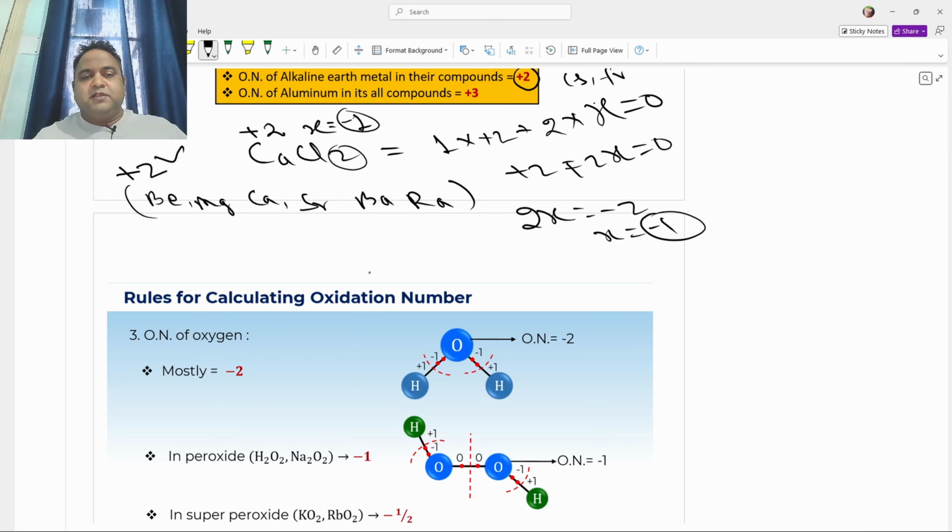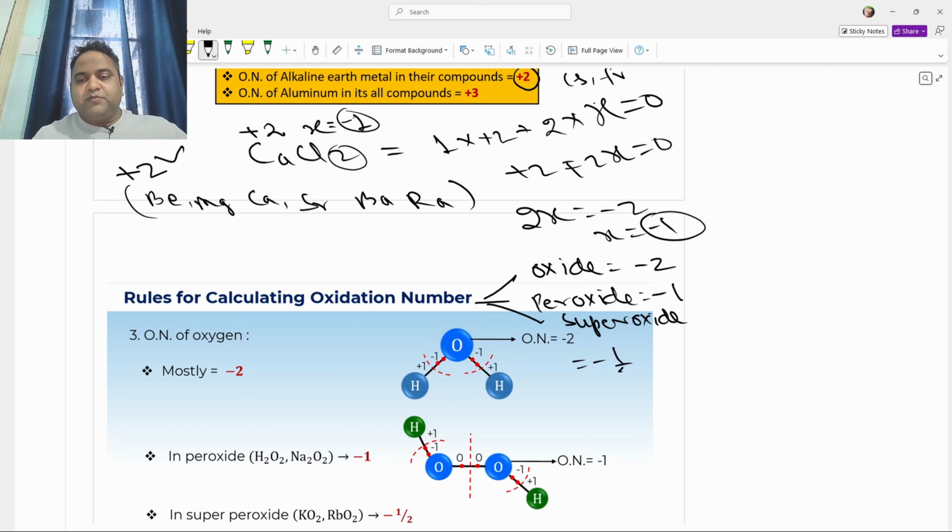What about oxygen? Oxygen can exist in the form of oxide. In the form of oxide, it is going to be -2. In the form of peroxide, oxygen has -1. In the case of superoxide, it has -1/2.